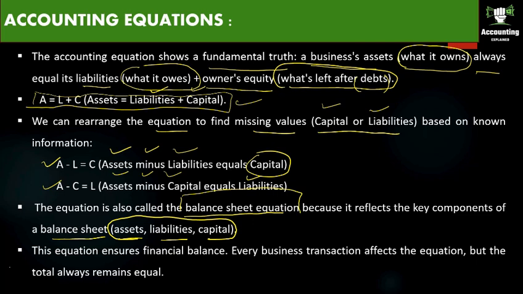This equation ensures financial balance. Every business transaction affects the equation. So every business transaction you make will affect the equation. But the total assets will always be equal to the total liabilities. What is total liabilities? It is liabilities plus capital. Okay, that will always be the same. Total assets and total liabilities should always be equal.